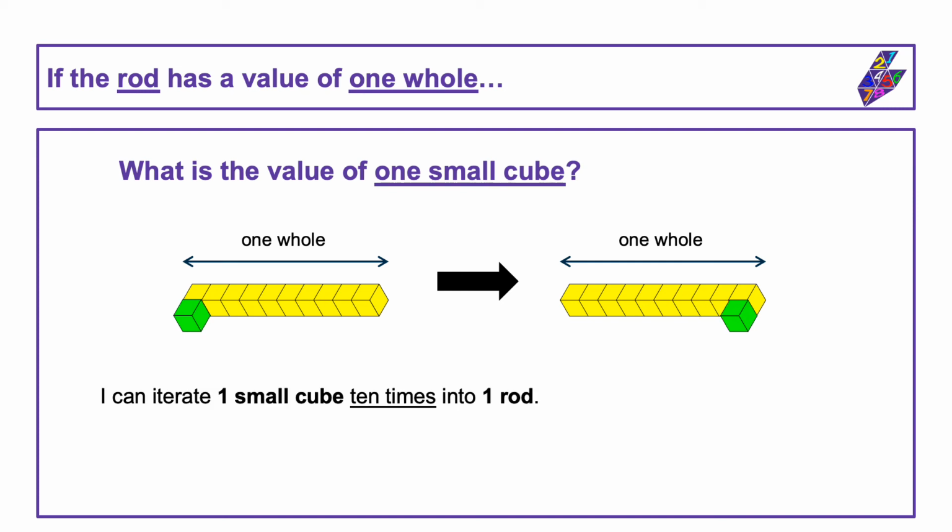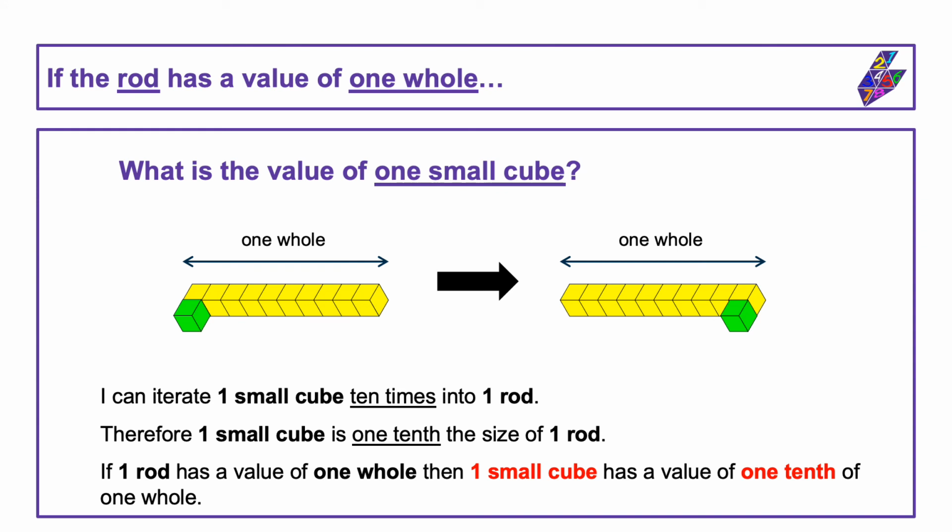I can iterate one small cube 10 times into one rod. Therefore, one small cube is 1/10 the size of one rod. If one rod has a value of one whole, then one small cube has a value of 1/10 of one whole.